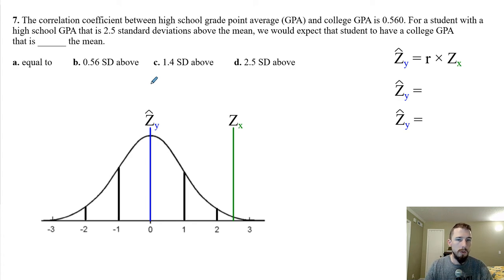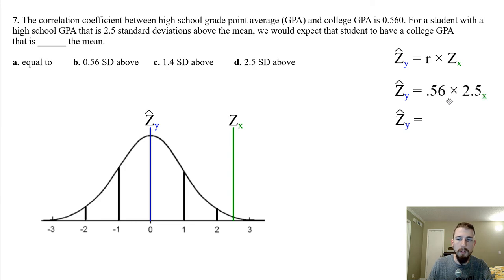The correlation coefficient between high school GPA and college GPA was given to be 0.560. For a student with a high school GPA that's 2.5 standard deviations above the mean, what would we expect the student to have for a college GPA? Okay, so we're using regression to the mean essentially here. So we take our z-score for the x, which is the 2.5 here, multiplied by the correlation coefficient between the two, and that'll give us a predicted z-score for whatever we're looking for, which is the college GPA.